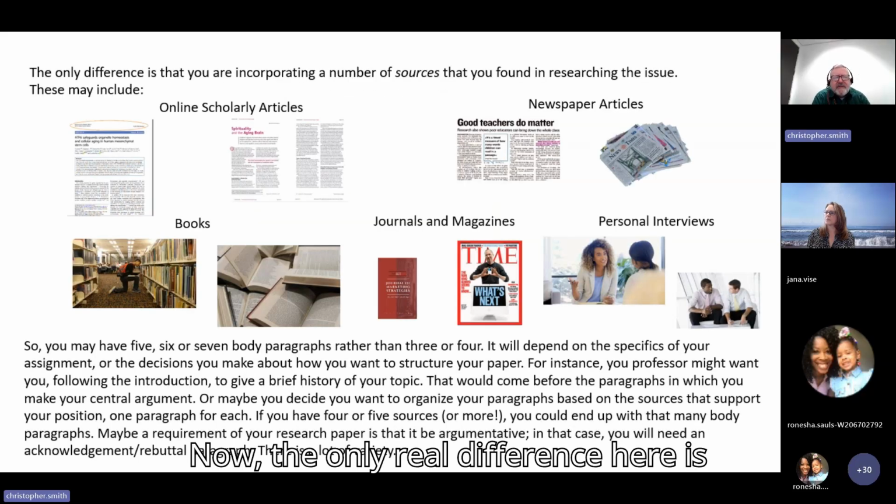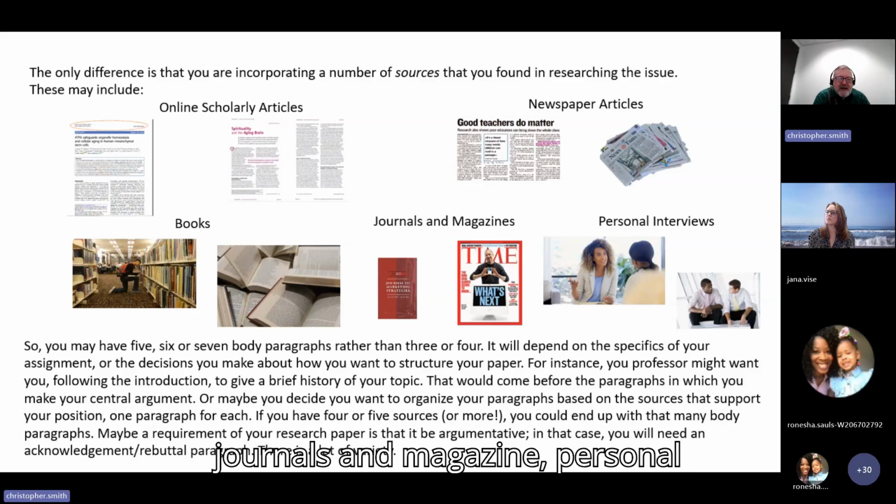Now, the only real difference here is that you are incorporating a number of sources that you have found in researching the issue. These may include online scholarly articles, newspaper articles, books, journals and magazines, personal interviews.